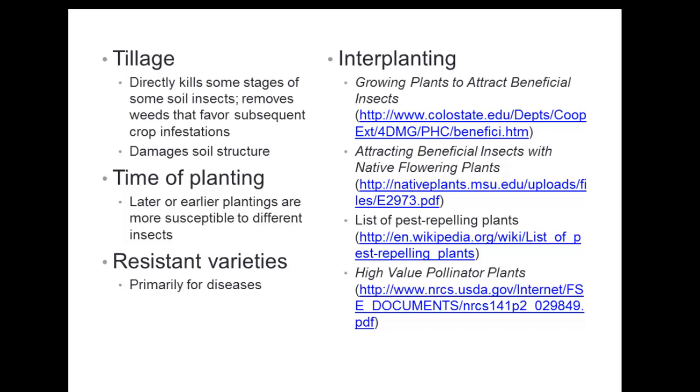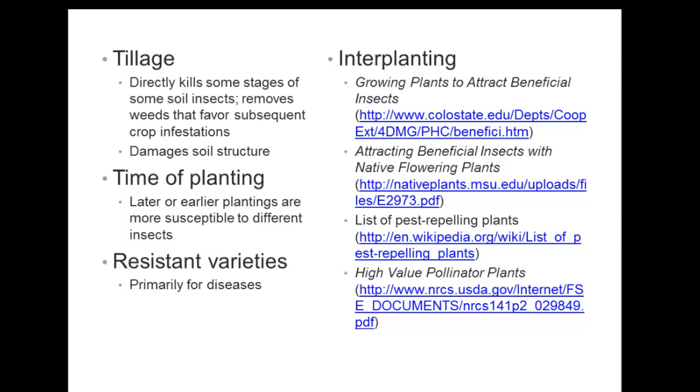Interplanting, using either companion plantings or strip cropping of some other crop besides what you're growing for harvest can be quite valuable. You can grow plants to attract beneficial insects, and I've given you a couple of websites that provide a lot more detail for that. The one from Colorado State and the one from Michigan State University, the first two on this list.